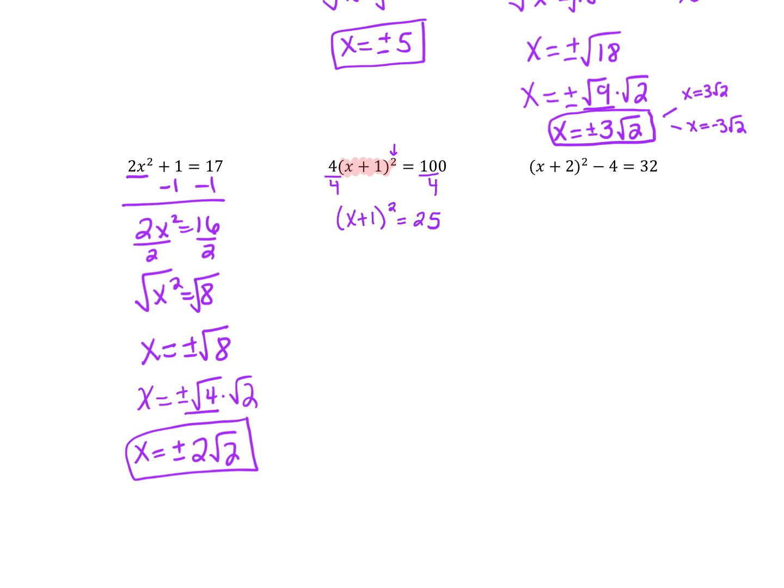Now this whole quantity is squared, so that means I can take the square root of both sides. When I take the square root of the left side, I'm just going to have x plus 1. But the square root of 25 would be plus or minus 5. So really I'm going to end up with two equations: x plus 1 equals 5 and x plus 1 equals negative 5.